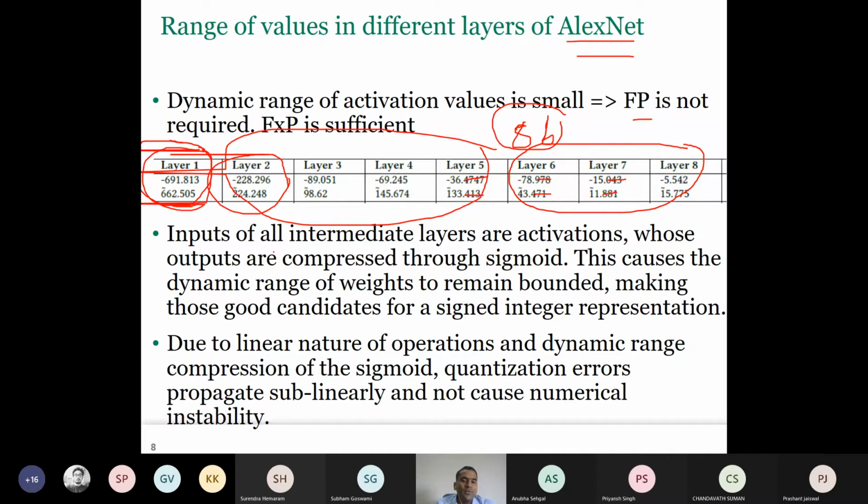Inputs of all intermediate layers are activations whose outputs are compressed through sigmoid. So this causes the dynamic range. Actually, this one will be a little difficult for you to understand now, but at least this point you can understand: what is the justification for fixed point? I will come back to this lower part once I explain more about CNNs. But at least you can understand that if our ranges are small, we don't need floating point. We can just work with fixed point, because one of the main advantages of floating point was its very high range. But if the range is small, we can just use fixed point.